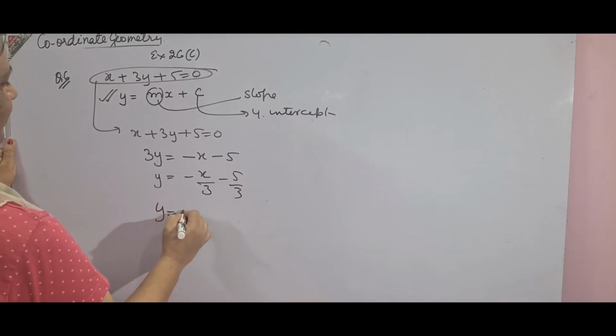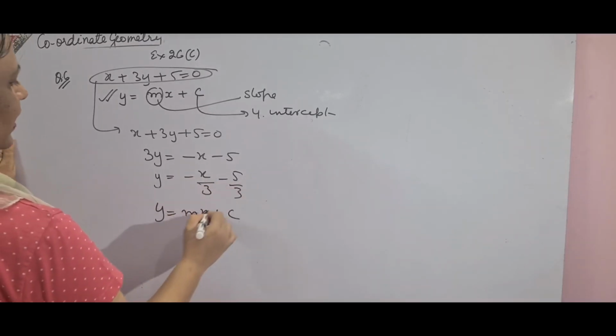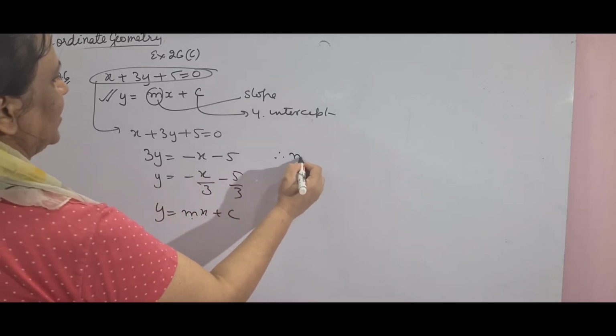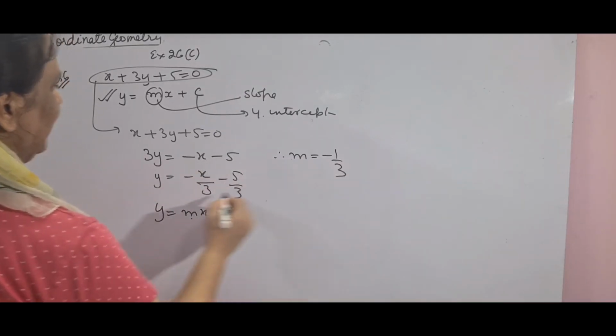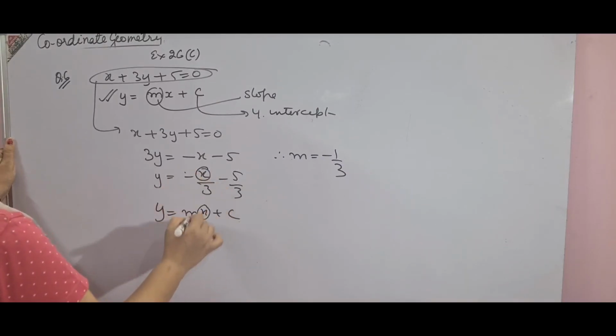On comparing with y is equal to mx plus c, m is the coefficient of x, so slope m will be equal to minus 1 by 3. When I compare these two, x cancels and minus 1 by 3 is the answer.